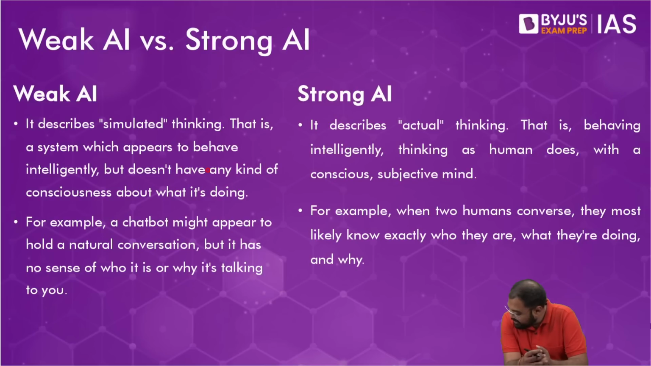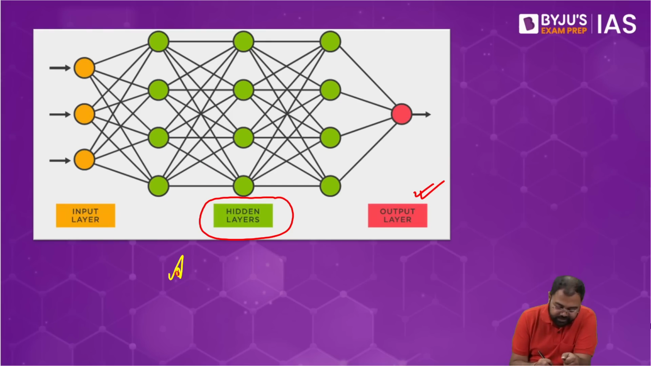What are the hidden layers here? What role do they play? So basically, these hidden layers, you can say, are more of algorithms and flowcharts.